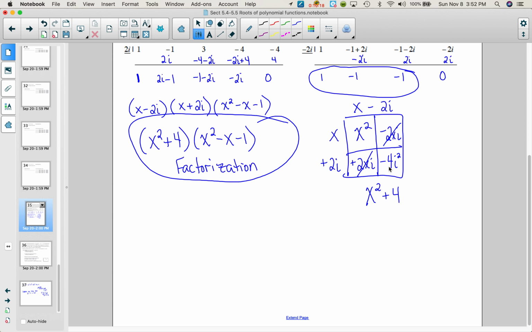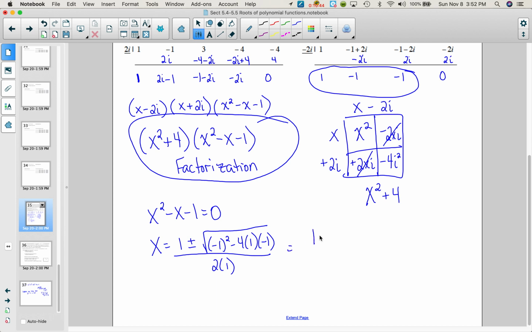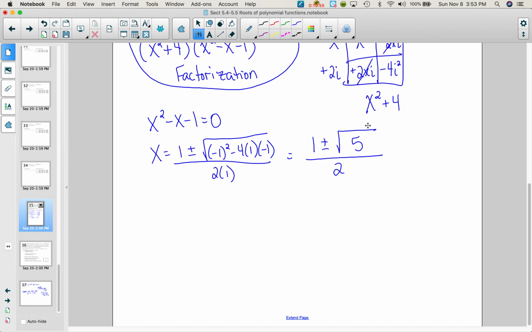But it's not my roots. We already know 2 of the roots. We already know 2i and negative 2i are roots. We need a root from here. So x squared minus x minus 1 equals 0. Quadratic formula tells us x equals the opposite of b, so that would be a positive 1, plus or minus square root b squared minus 4ac all over 2a. So we have 1 plus or minus the square root of. So this is 1 plus 4. So then I get my other 2 roots.